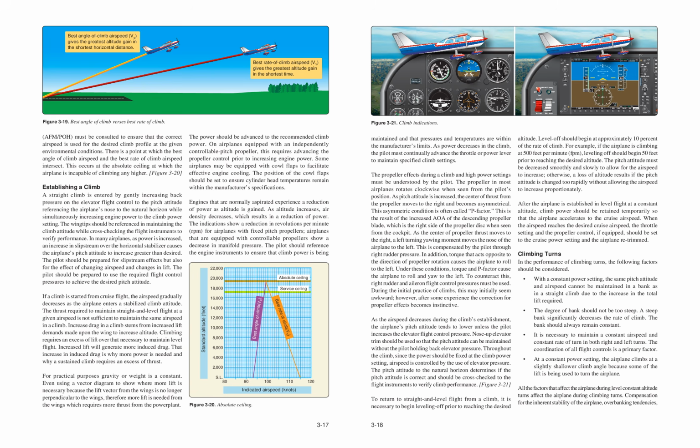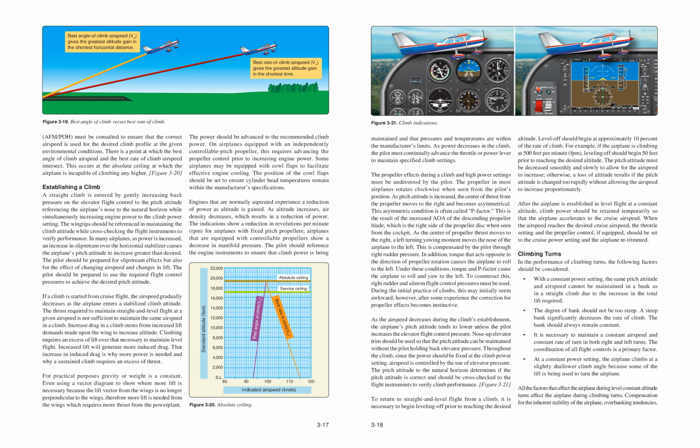As power decreases in the climb, the pilot must continually advance the throttle or power lever to maintain specified climb settings. The propeller effects during a climb in high power settings must be understood by the pilot. The propeller in most airplanes rotates clockwise when seen from the pilot's position. As pitch attitude is increased, the center of thrust from the propeller moves to the right and becomes asymmetrical. This asymmetric condition is often called P-factor.